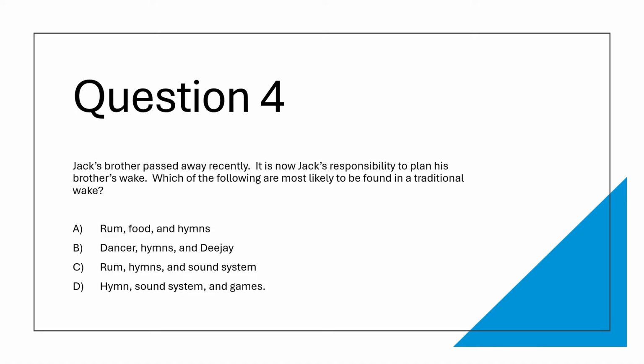Let us look at C. The option says rum, hymns, and sound systems. Do we have sound systems as part of our wake? So notice the things that are repeating. The rum and the hymns keep repeating. D, hymns, sound system, and games. So yes, you have games at traditional nine-nights. You have the wake, you have the hymns, but you would not have sound system because sound system and DJing are modern. And so the most likely response of what you would find at a traditional wake would be rum, food, and hymns. All right, and so the answer would be A.